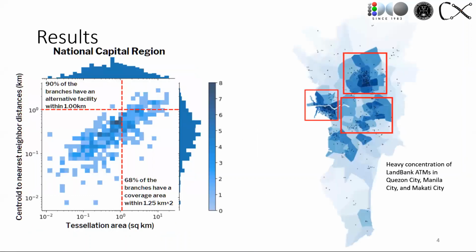In the National Capital Region, our analysis shows that 68% of the ATMs have a coverage area less than or equal to 1.25 square kilometers, and 70% of the automated teller machines have a backup facility less than 500 meters away. We classify ATMs in highly urbanized areas into residential sites and social congregation sites.